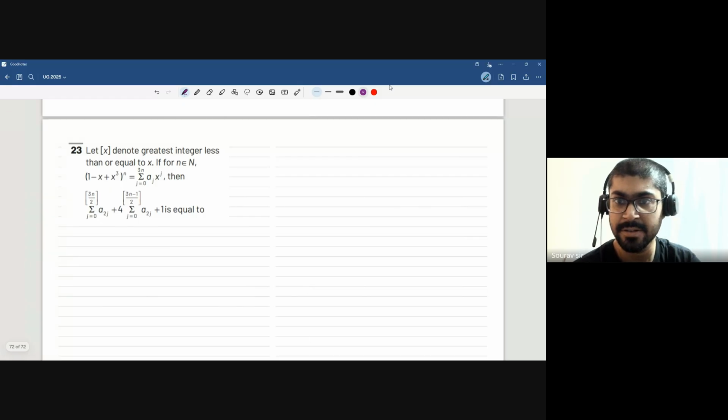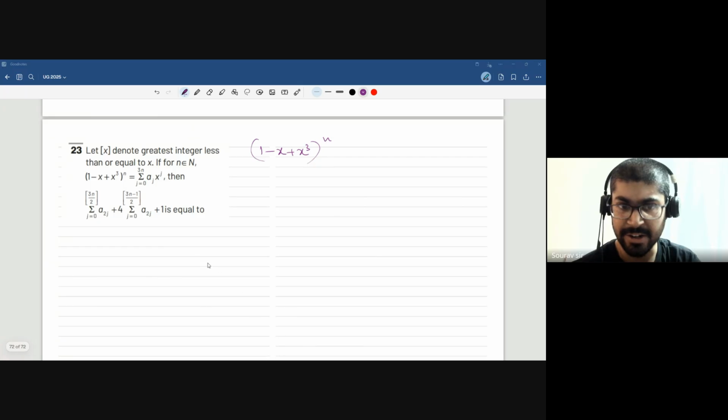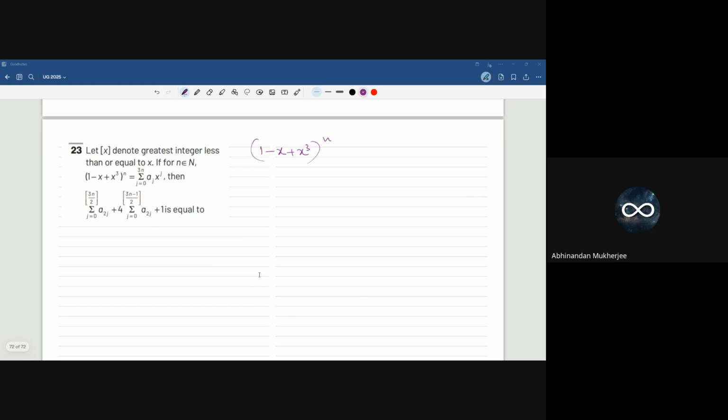So start with 1 minus x plus x cube to the power n. Is it 1? Yes, 1 is correct. I took first I put it at 1. So first I expanded it and wrote 1 minus x plus x to the power 3 whole to the power n as a0 plus a1x plus a2x square like this. Then I put x equal to 1 and then x equal to minus 1. Fine.